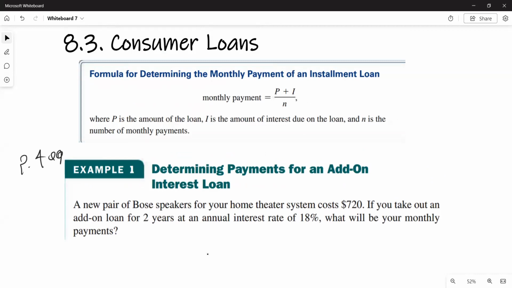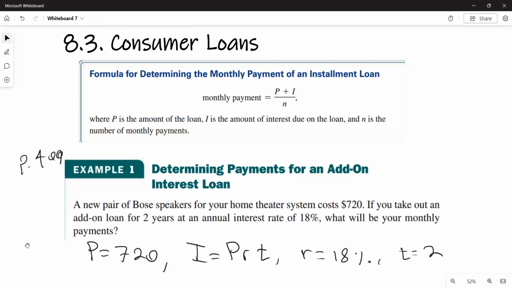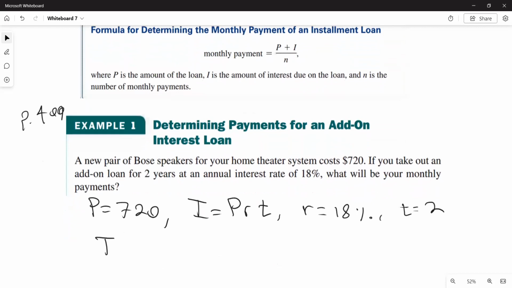A new pair of Bose speakers for your home theater system costs $720. If you take out an add-on loan for 2 years at an annual interest rate of 18%, what will be your monthly payments? So what we know is that the amount of the loan is $720. The interest is PRT, where the interest rate is 18% and the time is 2 years. So the interest is the principal times the interest rate times the number of years. Multiplying these three numbers together, the interest is $259.20.